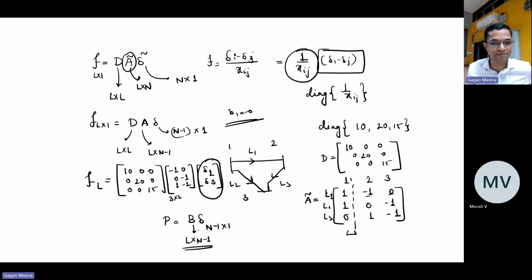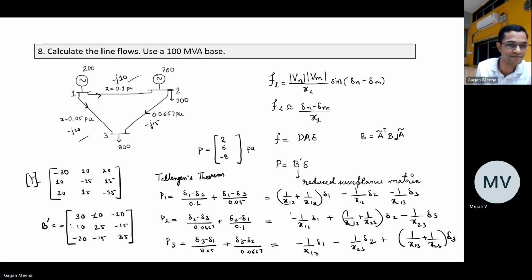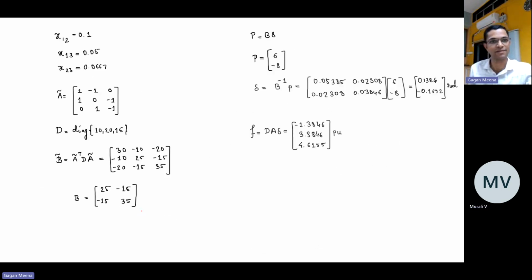Okay, so P is B into delta. Delta is n minus 1 cross 1. So B has to be L cross n minus 1 by n minus 1. Here we have to remove the first row and first column. So if we calculate B dash, in this, if we remove the first row and first column, we are left with this matrix. We have to use this matrix. The same thing is written here.